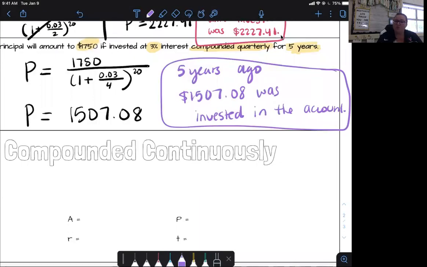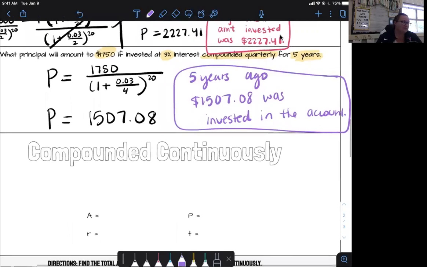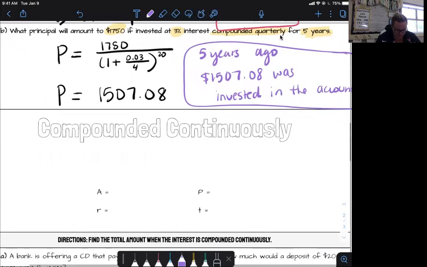So 5 years ago, $1,507.08 would have been invested in this account for it to grow to $1,750 in those 5 years.